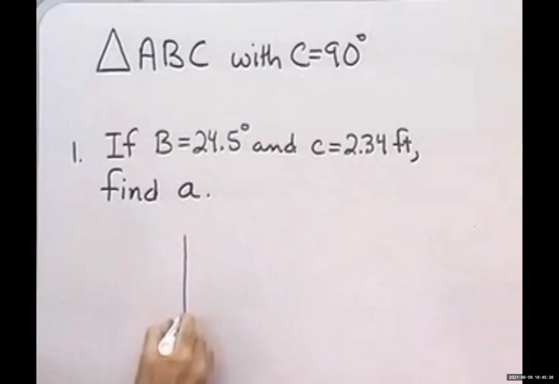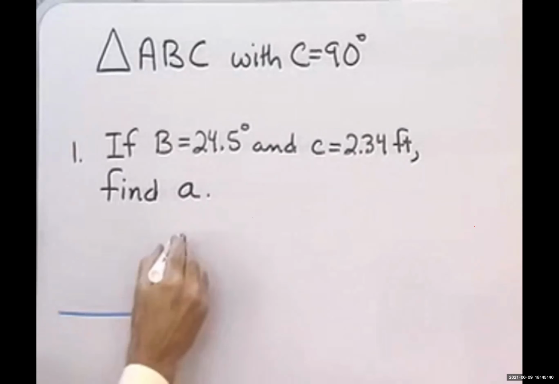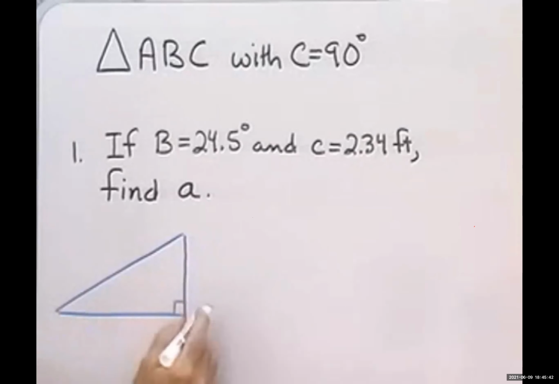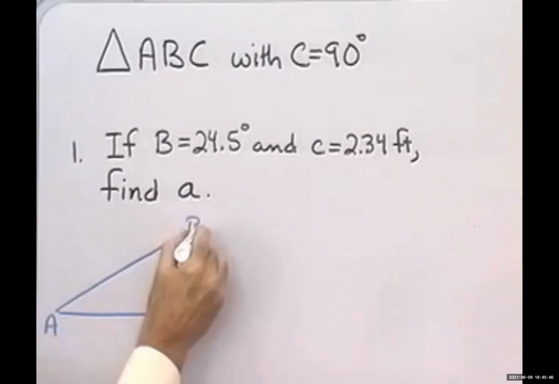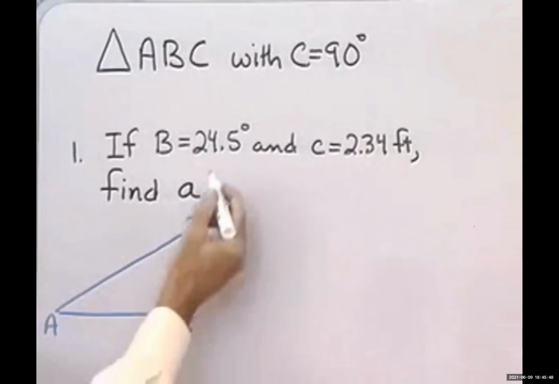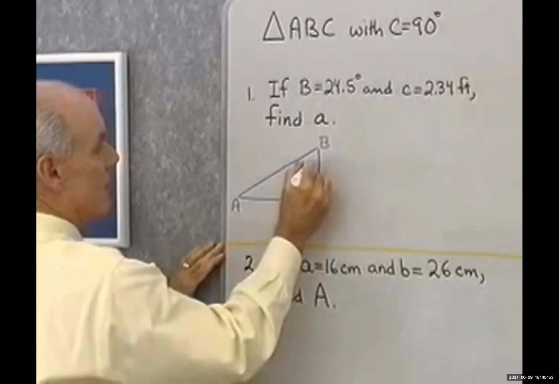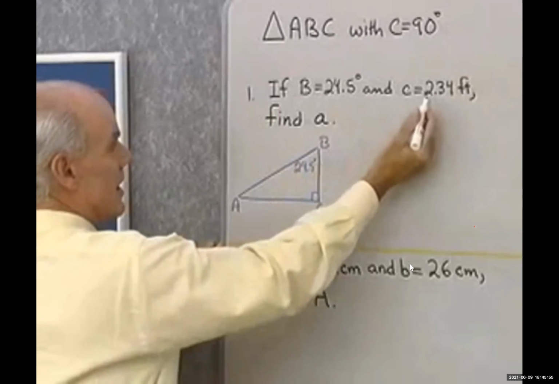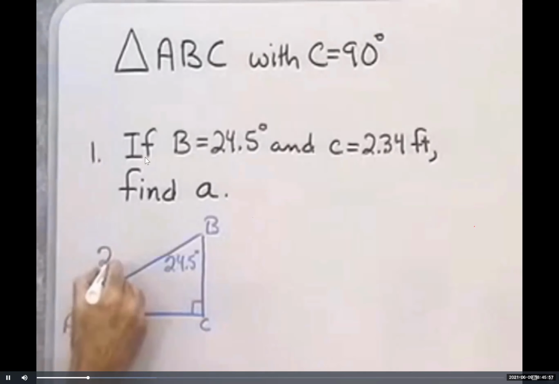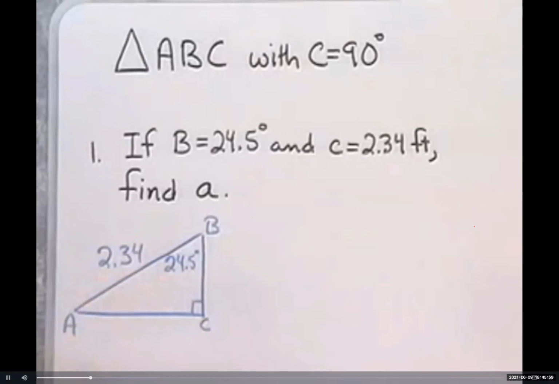So I'm going to begin by drawing a little diagram that I can label. I'll make that the right angle, so that's angle C. I'll call that A and that B. Now I want to label it so that angle B is 24.5 degrees. So 24.5 degrees for angle B. Side C is 2.34. So I'll label that.